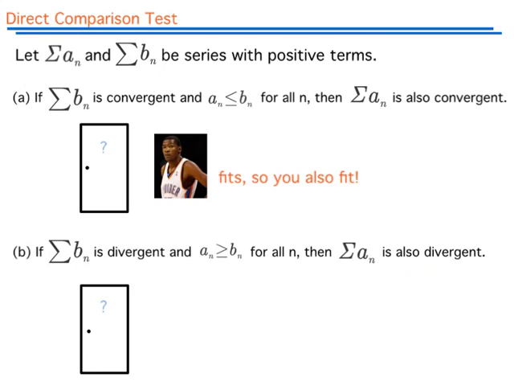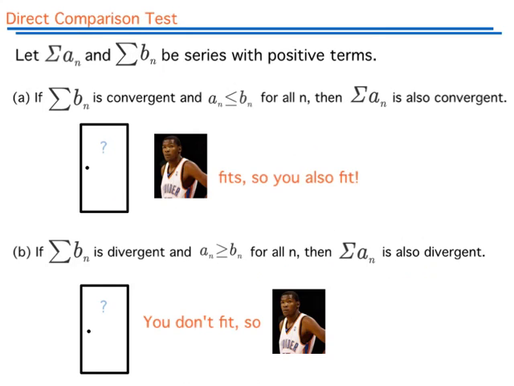Okay, in this situation, I would need my a sub n's to be greater than or equal to my b sub n's. All right, so that's the situation that if you don't fit, what do you know about Kevin Durant? Kevin Durant is not fitting through that door. Okay, so the magic door, we don't know what it looks like, we don't know how big it is, but you're not fitting, Kevin Durant's not fitting. Okay, and that's our direct comparison test.